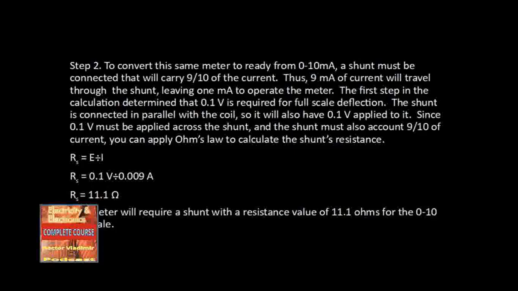To convert this same meter to read from 0 to 10 milliamps, a shunt must be connected that will carry 9/10 of the current. Thus, 9 milliamps of current will travel through the shunt, leaving 1 milliampere to operate the meter. The first step in the calculation is to determine that 0.1 volts is required for full-scale deflection. The shunt is connected in parallel with the coil, so it will have 0.1 volts applied to it. Since 0.1 volts must be applied across the shunt, and the shunt must also account for 9/10 of the current, you can apply Ohm's law to calculate the shunt resistance.